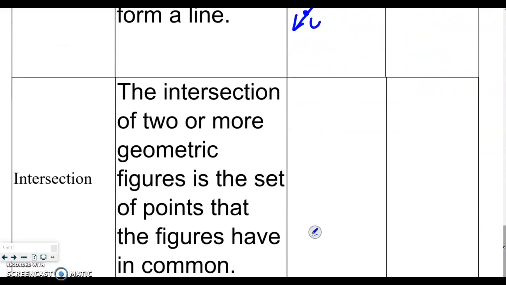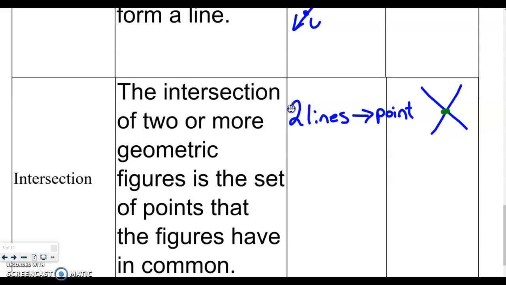And then lastly, in the definitions, we have intersection. The intersection of two or more geometric figures is the set of points that the figures have in common. So what that is when two lines intersect, they intersect at a point. We had a line here and a line here. They would intersect at a point. Two planes are going to intersect at a line.